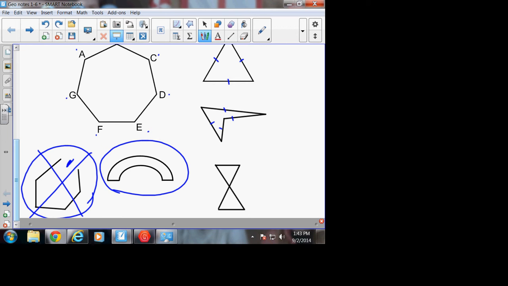Is that a polygon? No. Why not? Curved lines. Okay, polygons have to have line segments. These are not segments. Not a polygon. How about this one? Why not? Okay, the 2 lines intersect. If we separated these 2, yeah, they'd both be polygons, but together, they're not.